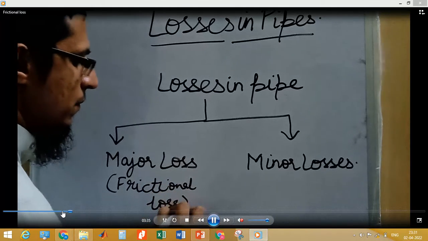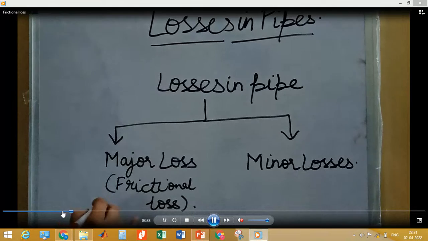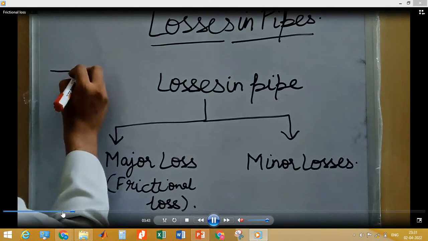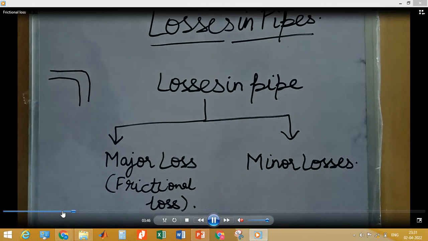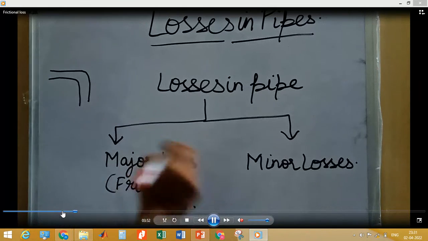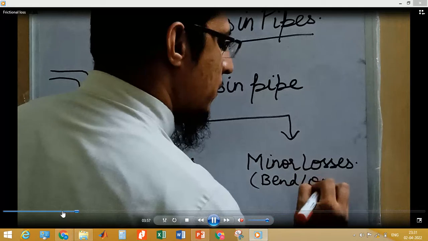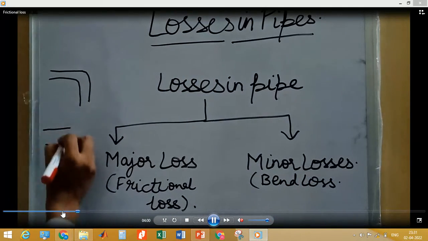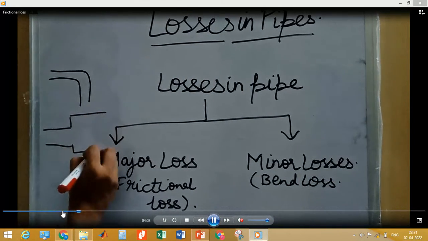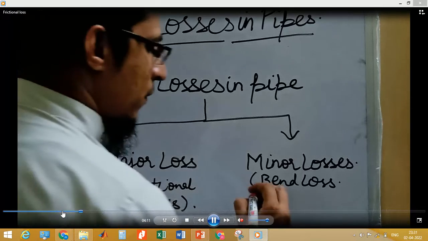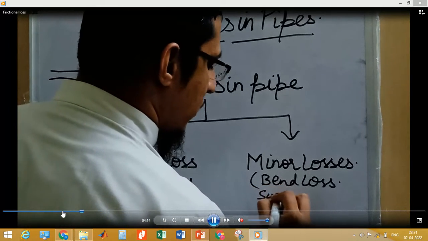In the case of minor losses, we have a number of losses such as sudden expansion, sudden contraction, bend loss, and entrance loss. The entrance loss or exit loss are special cases of sudden expansion and sudden contraction. All the minor losses are basically based on the change in velocity. For example, in bend loss, velocity is a vector, and due to the change in the direction of velocity there will be an energy loss.